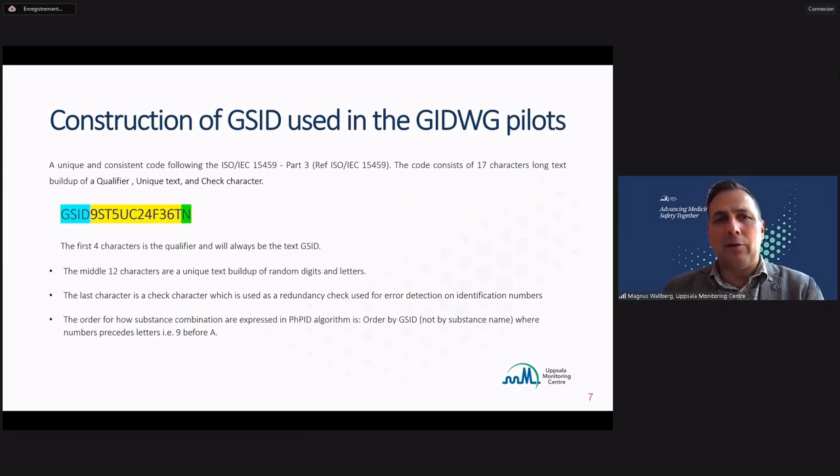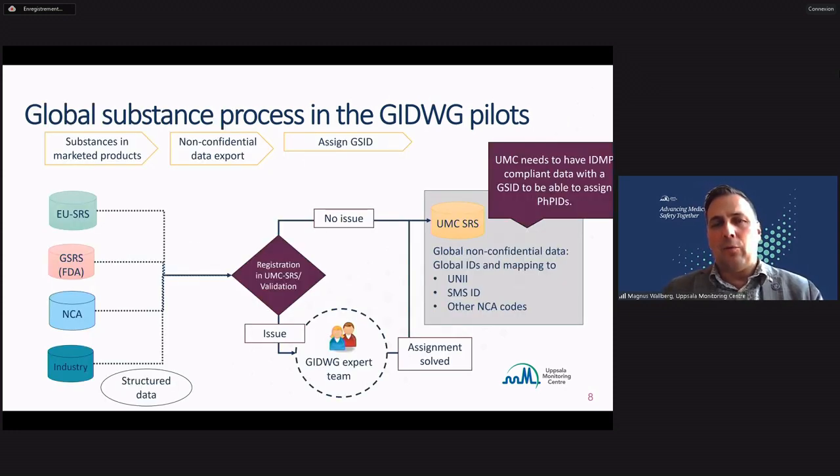In the GIDWIG pilot, we have defined the following structure for a global substance identifier. It starts with GSID, which uniquely identifies it as a global substance identifier, and it has a number of digits and then a check digit in the end. So when a new GSID is supposed to be generated based on an existing substance, we get data from the different stakeholders in this GIDWIG pilot.